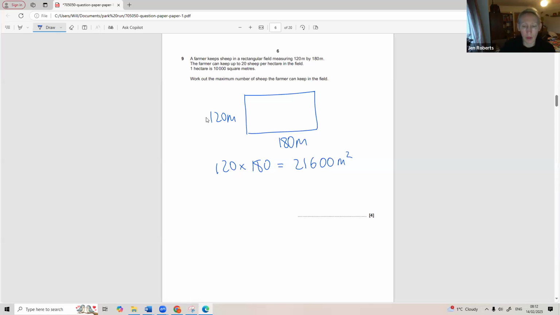So that gives you 21,600 metres squared. So you've got that many square metres inside your field. We know 1 hectare is equal to 10,000 square metres. So I'm going to divide this by 10,000 to get how many hectares we have, which gives you 2.16.